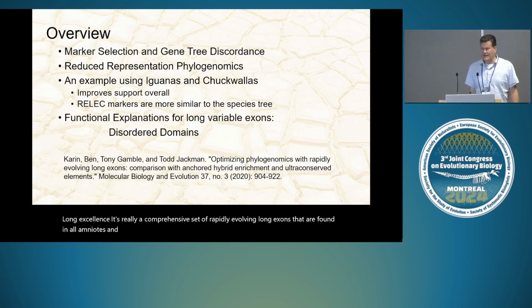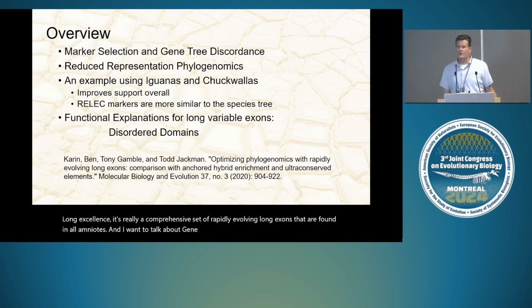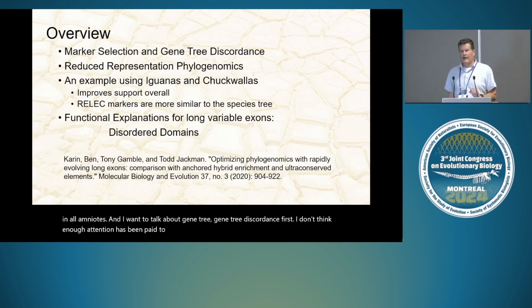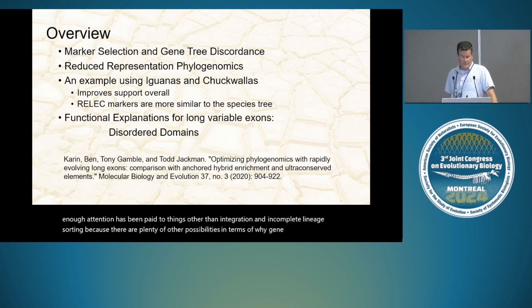And I want to talk about gene tree discordance first. I don't think enough attention has been paid to things other than introgression and incomplete lineage sorting, because there are plenty of other possibilities in terms of why gene trees might be discordant with each other.